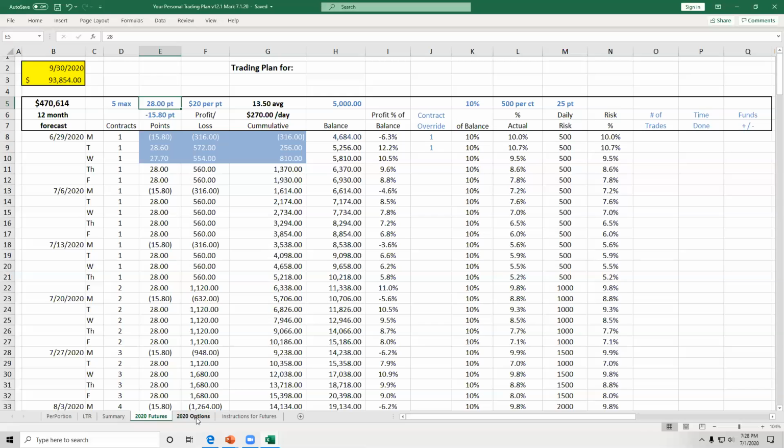Also, the trading plan accounts for options too. You can trade options, and there's a tab in here that you can record your options performance, and it will help you project out what your 12-month performance could be.